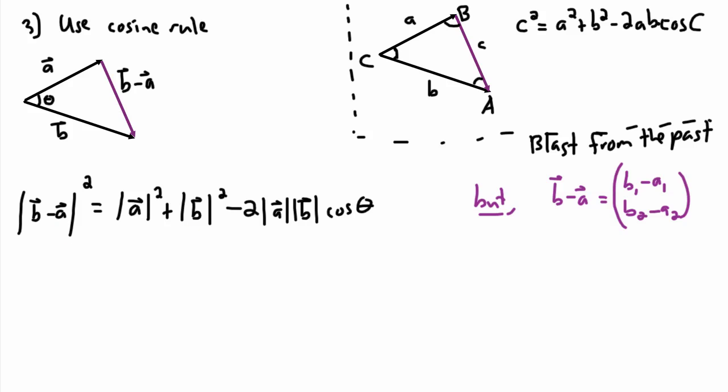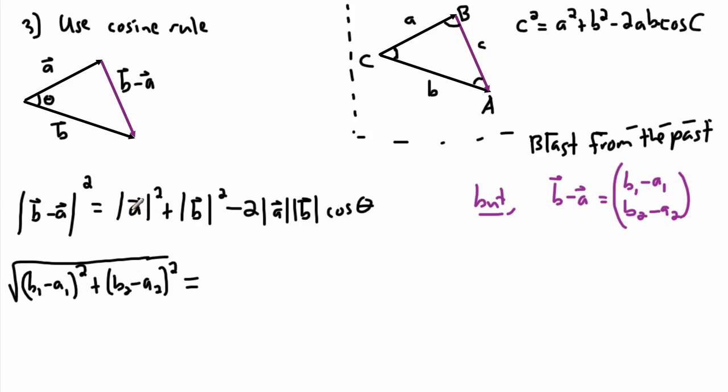So, hold on, here we go. In order to take the magnitude of something, I've got to do the square root of the sum of the squares of each of the components. So this is going to be b1 minus a1 and all that squared. And then I got to do plus b2 minus a2 and all that squared. I got to say that thing equals, and then I got to work with a here.